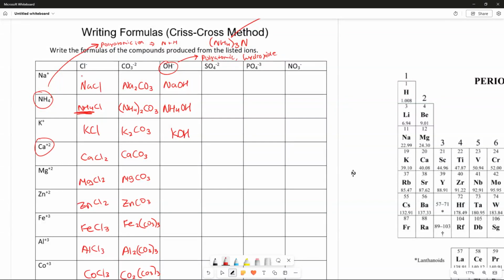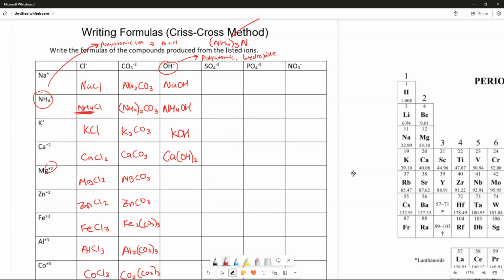Alrighty, calcium with a 2 plus charge this time with the hydroxide of 1 minus. So calcium, we need 1, and for every 1 calcium with a 2 plus charge, we need 2 hydroxides, 2 hydroxides with a 1 minus charge each. So make sure to use parentheses here because we have more than one OH molecule.